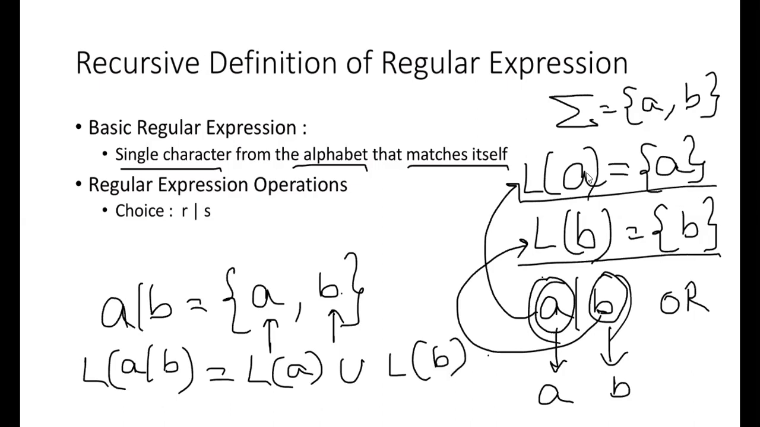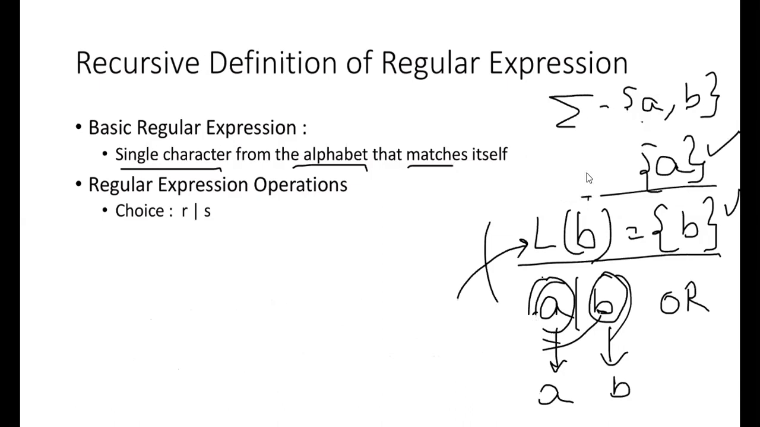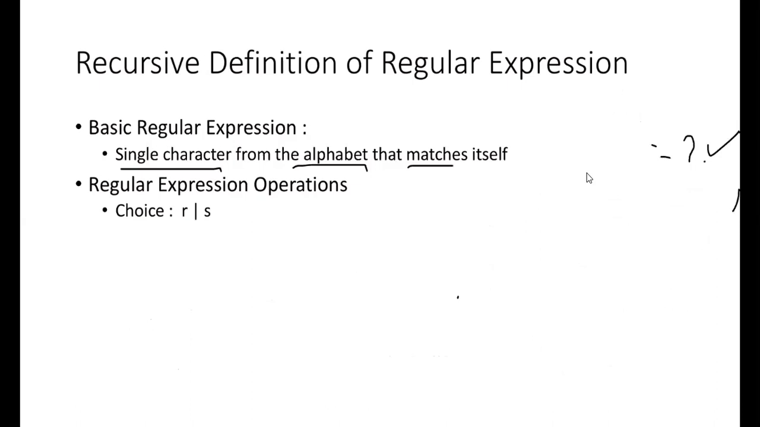That's what it is. You can see from here. L of A is this, L of B is this. So L of A union L of B, you get AB. So for choice, you have the union. So let me just clear the screen before we go to the next operation. So the first recursive operation is choice.